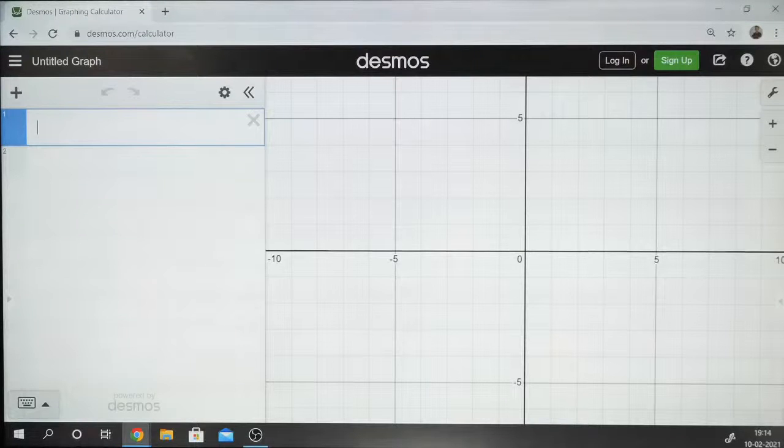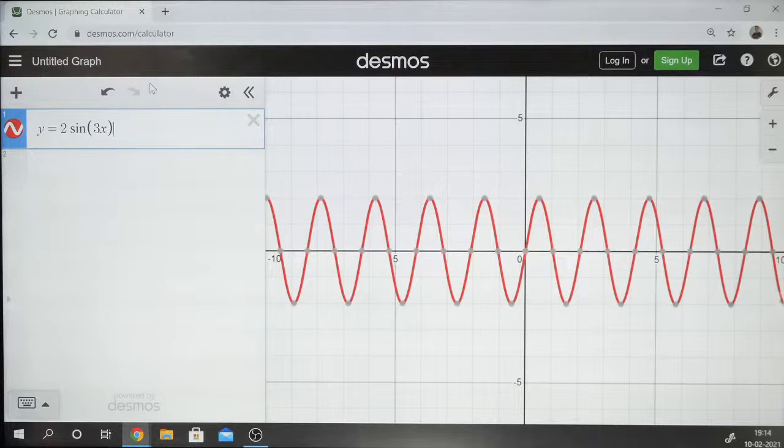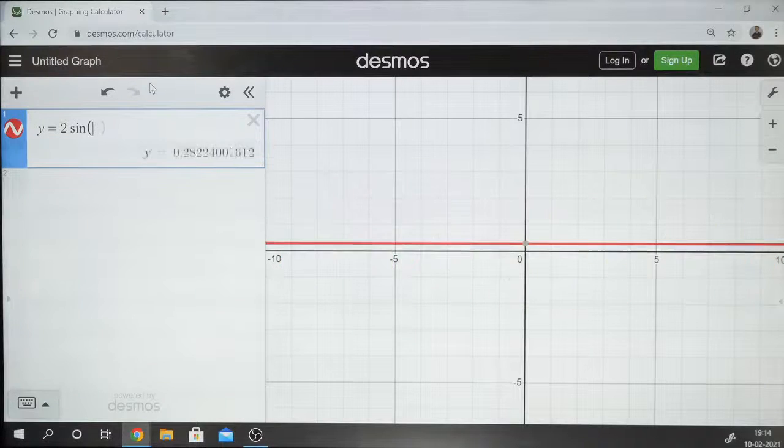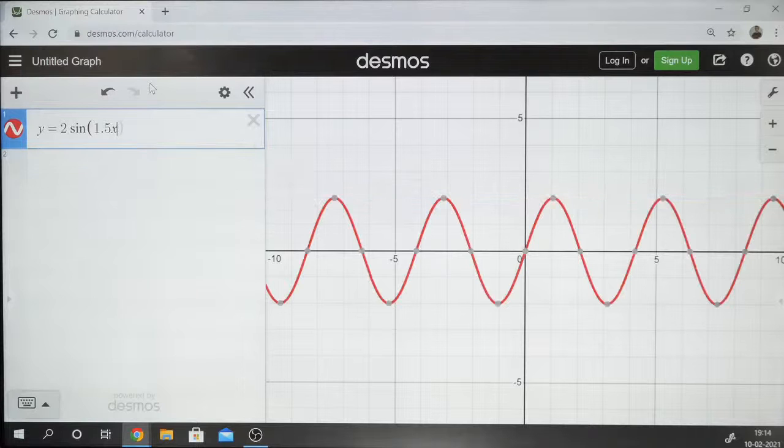graph out here. So guys, I'm just going to write an equation. So pay attention. What is the equation I'm going to write? y is equal to, let's say, 2 sine, maybe 3x, this is how it is. If you write, let's say, 1.5x, it will look something like this. Okay, so this is our graph, guys.